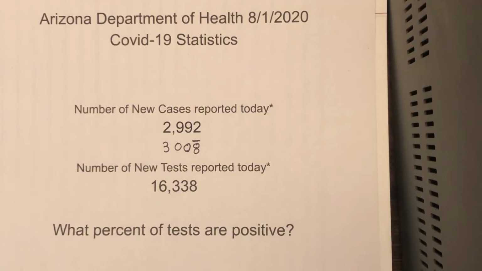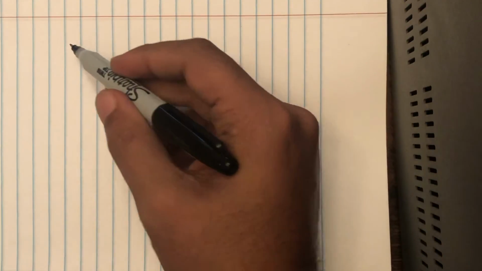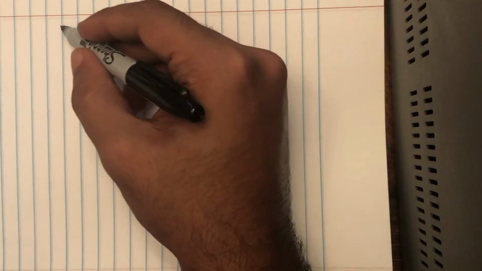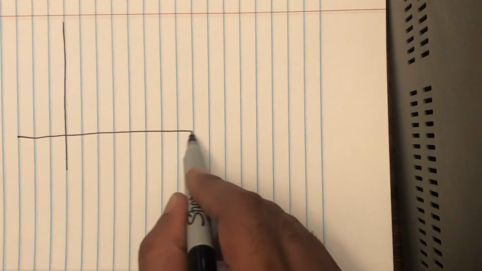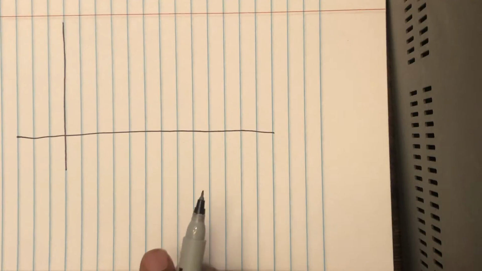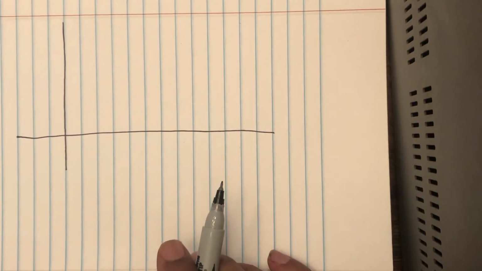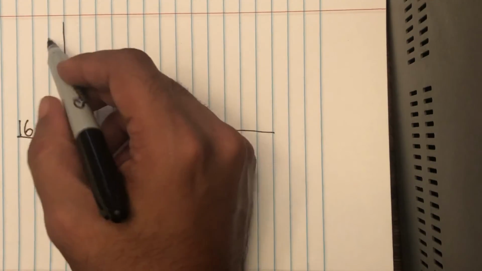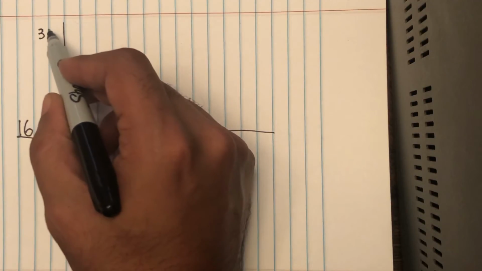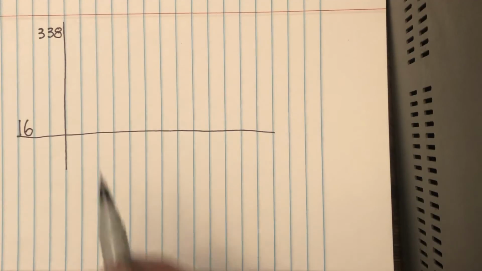So let's get started. I'm going to set up the problem here, okay? So we're going to use the flag division method. So it's really important to be neat. Okay, so it's going to be 2,992 divided by 16,338. So I'm going to put a 16 over here, and I'm going to put 3 flag digits, 338. Okay, so I have a 16, then I have a 338.